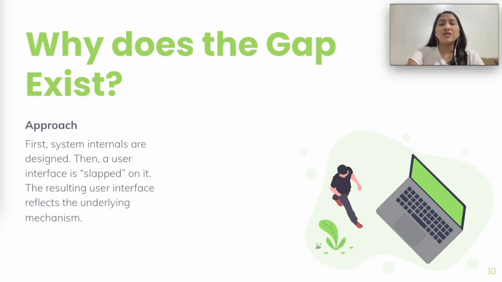So the third reason is the approach. Dito naman, unang kinoconsider natin minsan yung system internals. Ano yung mga functions na kailangan ilagay, tapos tsaka natin siya lalagyan ng design ng user interface. Maaaring mag-work naman ito, pero the better approach is to think about the user interface and the functionality. They should be done together and at the same time.